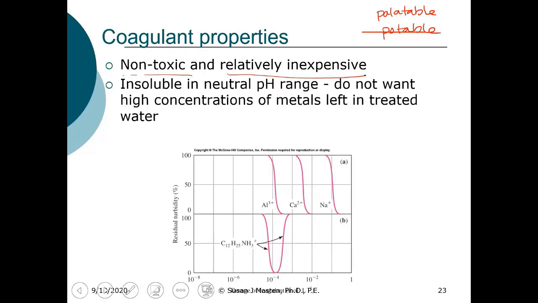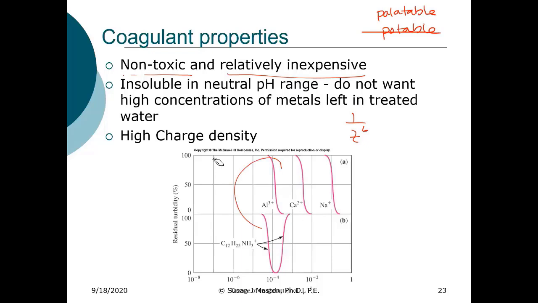We also want something that is relatively insoluble at neutral pH range. We don't want high concentrations of either calcium that's going to contribute to hardness, or aluminum in our treated water. Or in the case where we add iron, we don't want high concentrations of iron in our water. You know the problem with that at MSU. And then typically we want a high charge density, and that was because of the Schulze-Hardy rule. So the aluminum is much more effective than calcium or sodium.